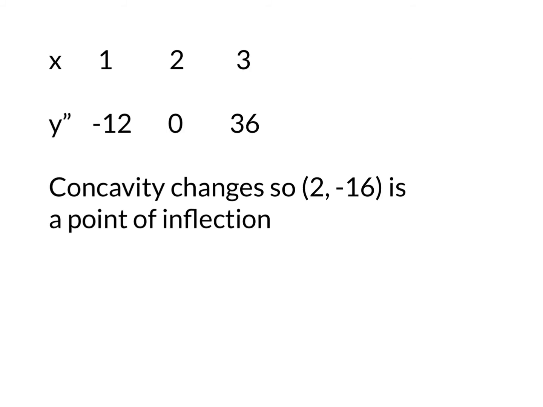So let's just double check the other point of inflection that we got when x was 2. Pick a number either side, and we get negative on the left, positive on the right, so concavity changes. So on the left we've got concave down, and on the right we've got concave up. So therefore that's a point of inflection.